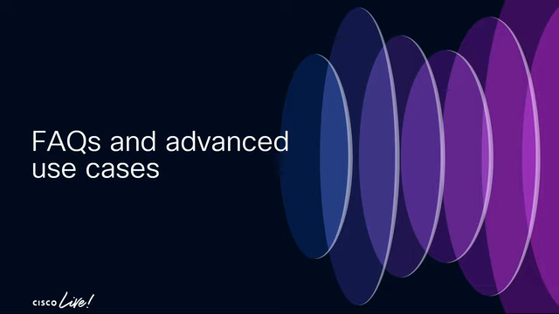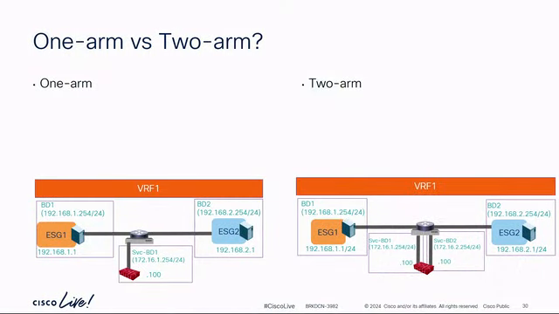Then it's always the case that when you start designing it, you might hit a couple of typical design considerations. So I'm going to talk about typically asked questions. The first and the most common question is, 1 arm or 2 arm? Which is better? The answer is, it depends. We have pros and cons.